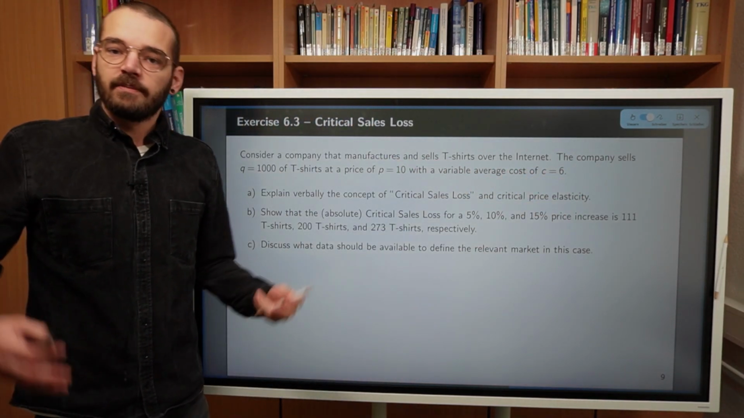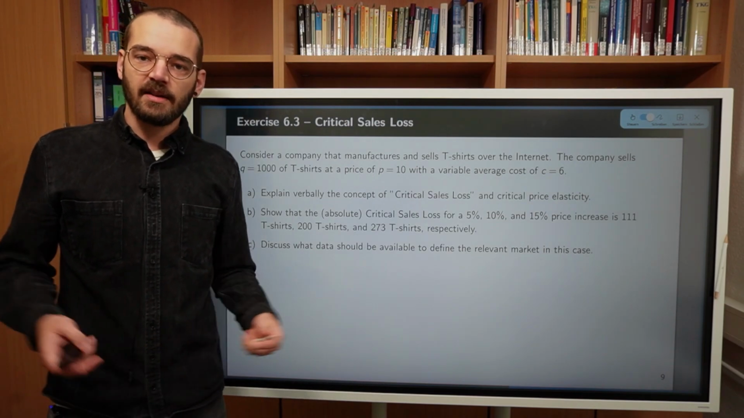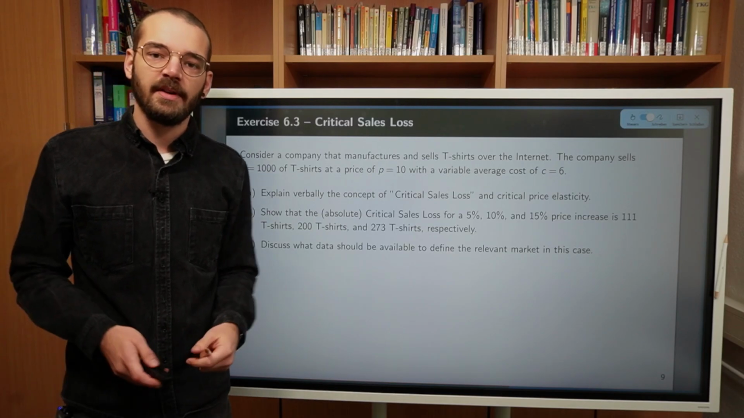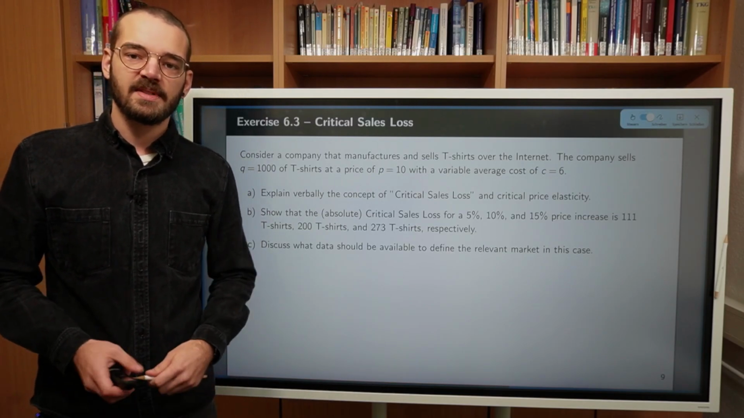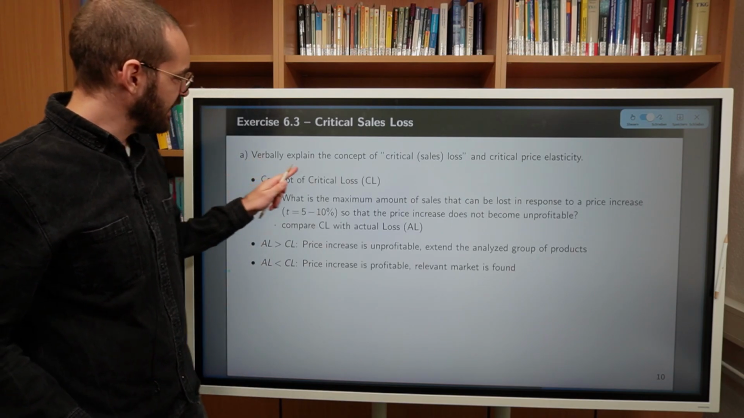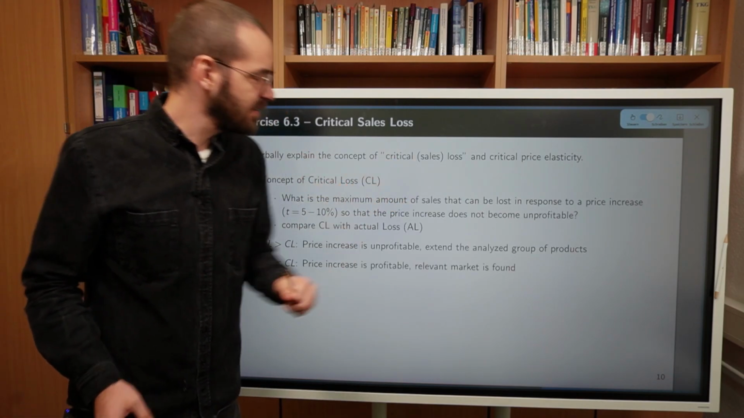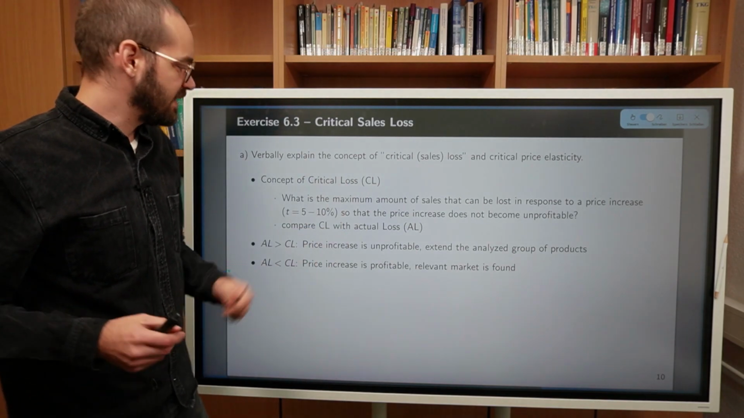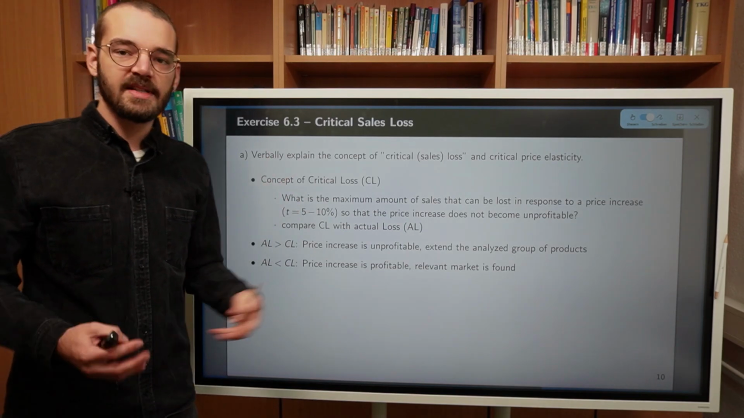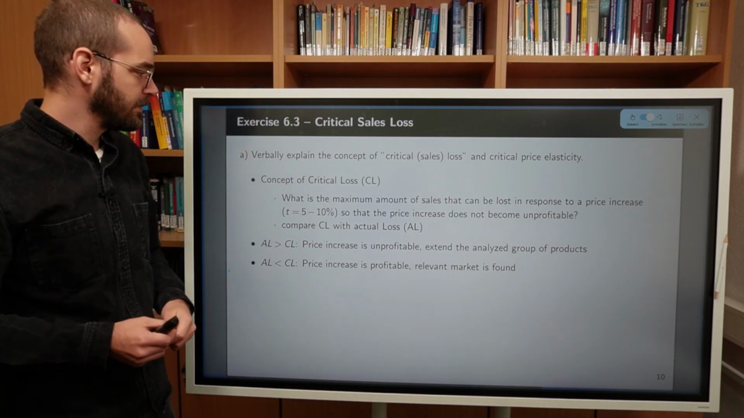And before we are actually calculating the critical sales loss and the critical price elasticity and so on, let's first talk about these concepts in general terms. So we are first asked to verbally explain the concept of the critical sales loss and the critical price elasticity. Let's start with the concept of the critical sales loss.